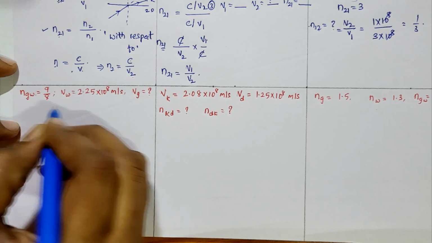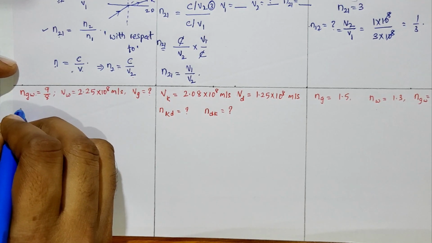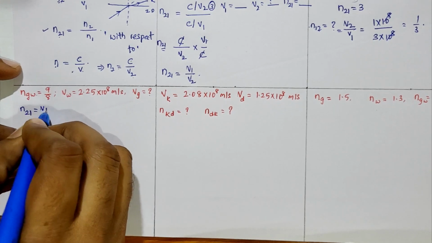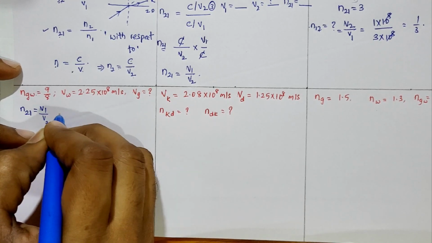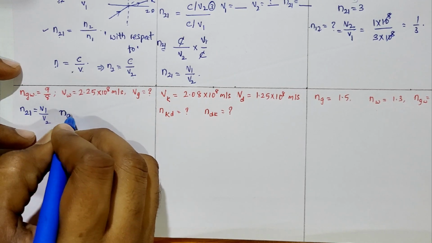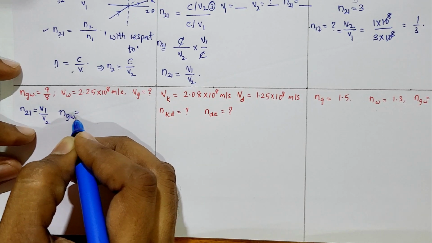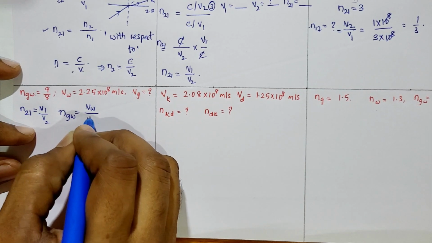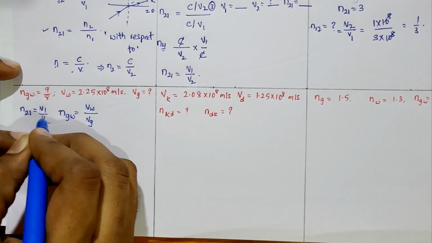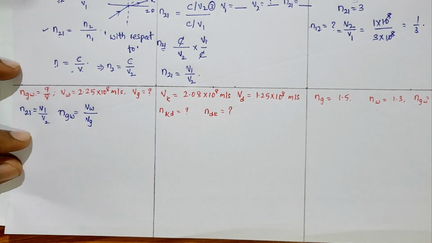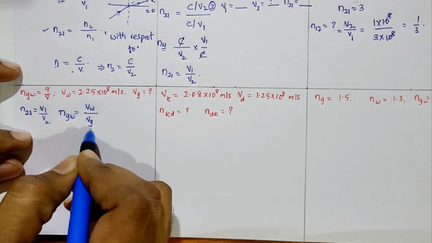Just understand what is refractive index of second medium with respect to first medium. It is V1 divided by V2. In the same way you derive the formula for this one. Refractive index of glass with respect to water will be equal to speed of light in water divided by speed of light in glass. See, 2 1, 1 2, GW, WG. Okay? So now you use this formula.